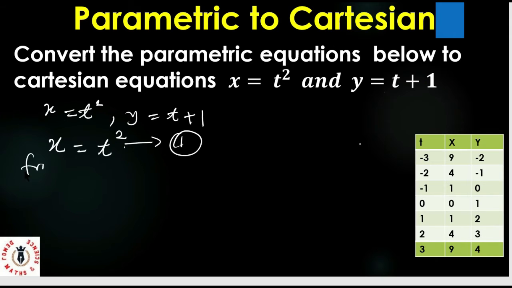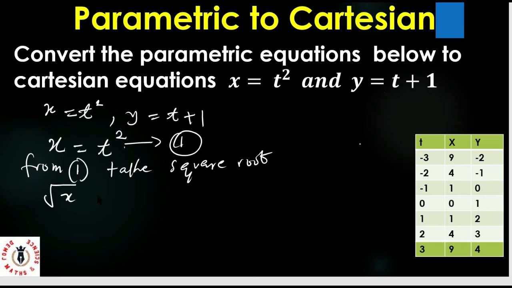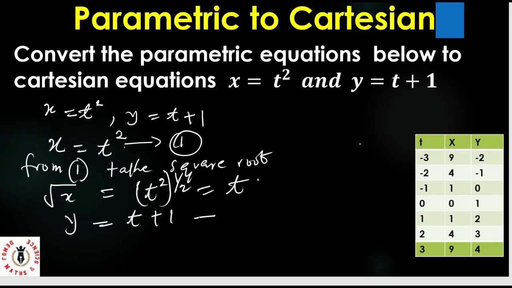Now, from equation 1, I can take the square root of both sides, so that the square root of x will be equal to the square root of t squared, which is obviously equal to t. Now, look at equation 2. I'll be saying that y is equal to t plus 1. I'll tag that as equation 2.